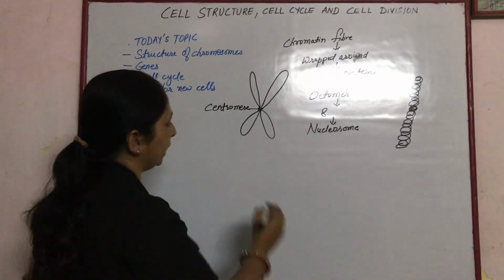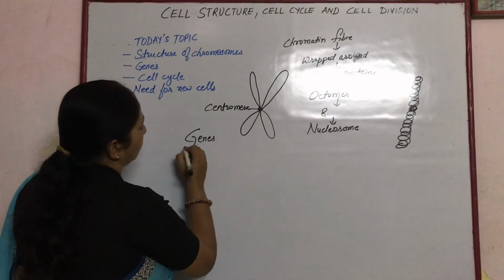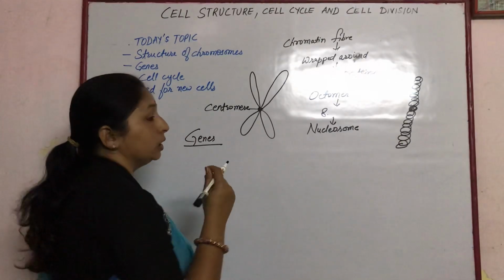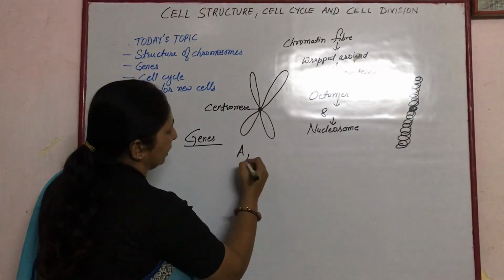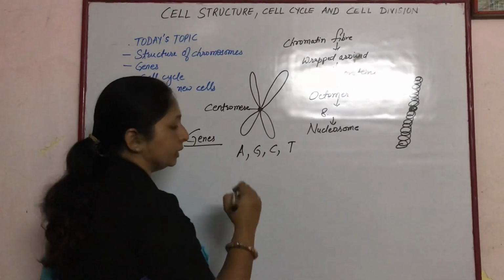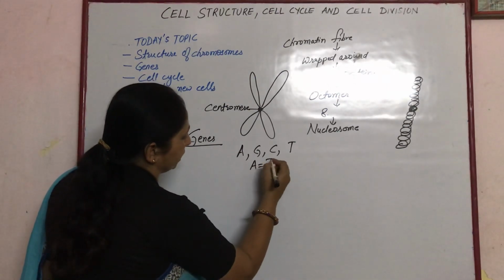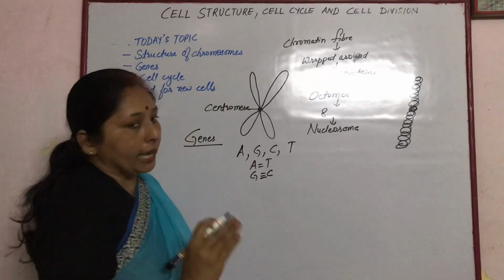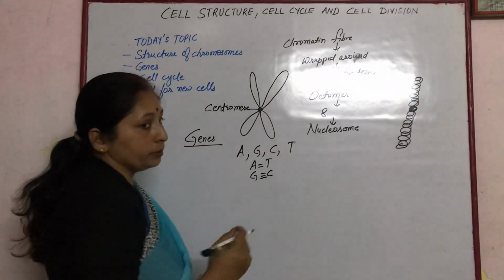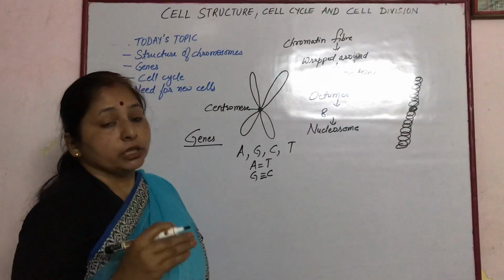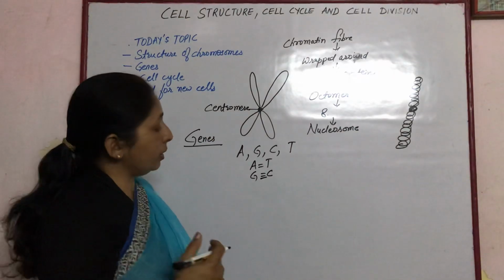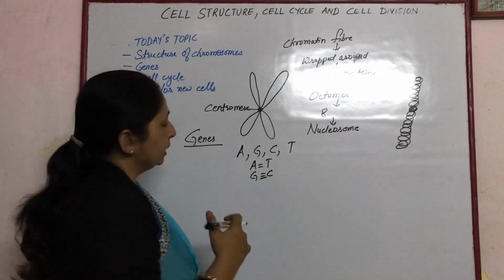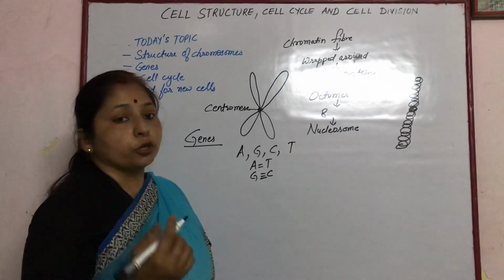The second topic for today is genes. What is a gene? In the previous lecture, I explained the nitrogenous bases: adenine, guanine, cytosine and thymine. Adenine always pairs with thymine by a double hydrogen bond, and guanine always pairs with cytosine by a triple hydrogen bond. They are present on the backbone of DNA as a ladder, and the two strands of DNA are complementary to each other.